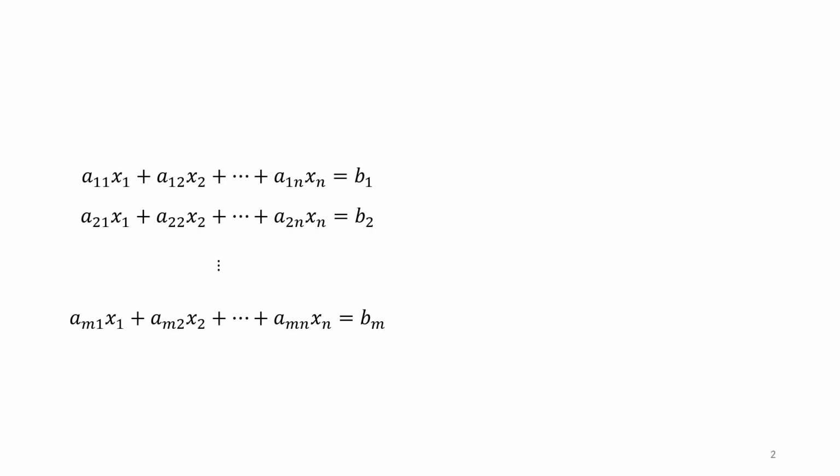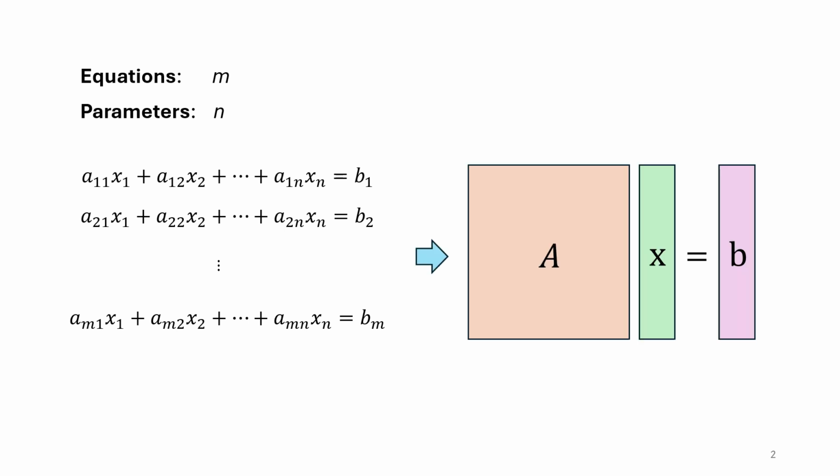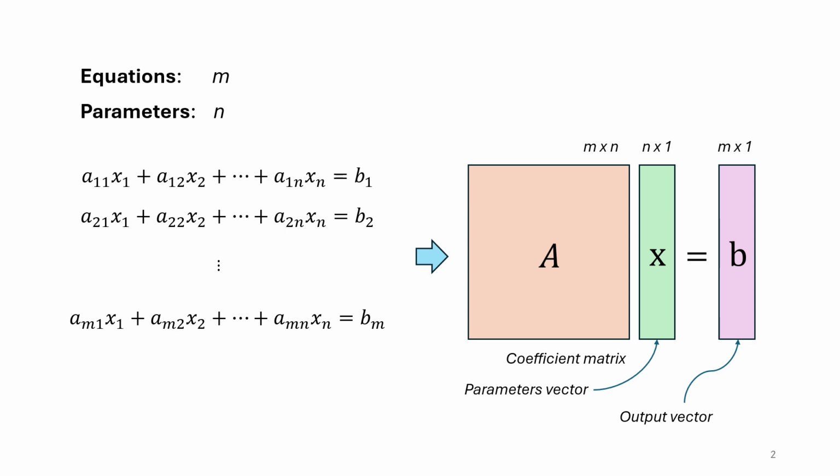Let's say we have a system of equations comprising m equations and n unknowns or parameters. We can write this system in a matrix vector form where A is an m by n coefficient matrix, x is a parameter vector of size n by 1, and B is an m by 1 output vector.